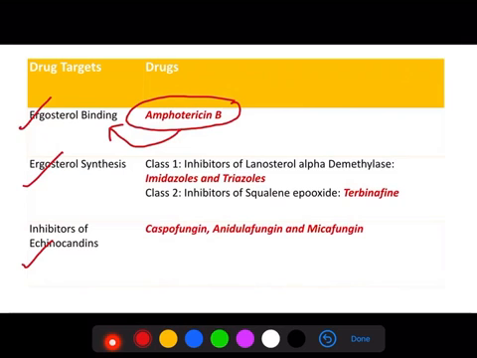When we talk about ergosterol synthesis, there are certain inhibitors of enzymes such as imidazoles and triazoles, which inhibit the enzyme called lanosterol alpha demethylase. These enzymes are important for the synthesis of ergosterol. There is another class which can block the synthesis of ergosterol. This is the inhibitor of squalene epoxidase. The drug which belongs to this class is terbinafine. Then, the third class of drugs we will be talking about today are the echinocandins. These include caspofungin, anidulafungin, and micafungin.